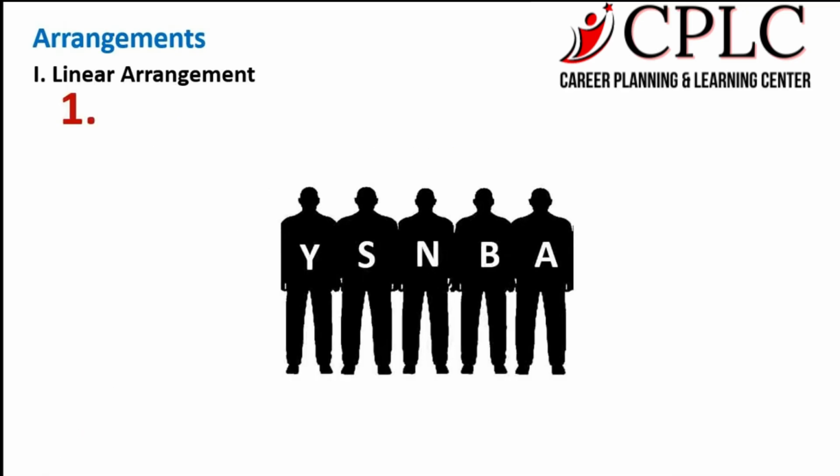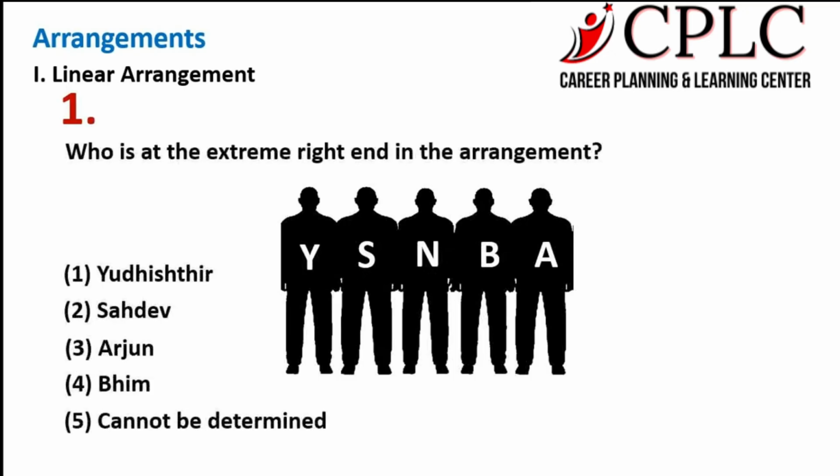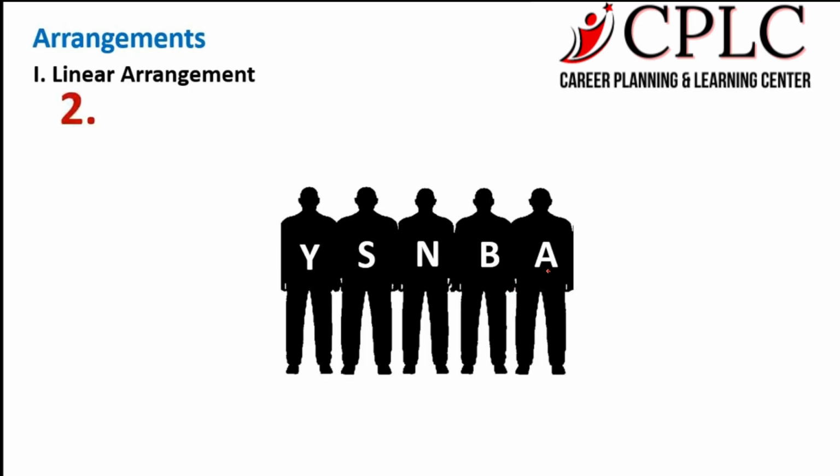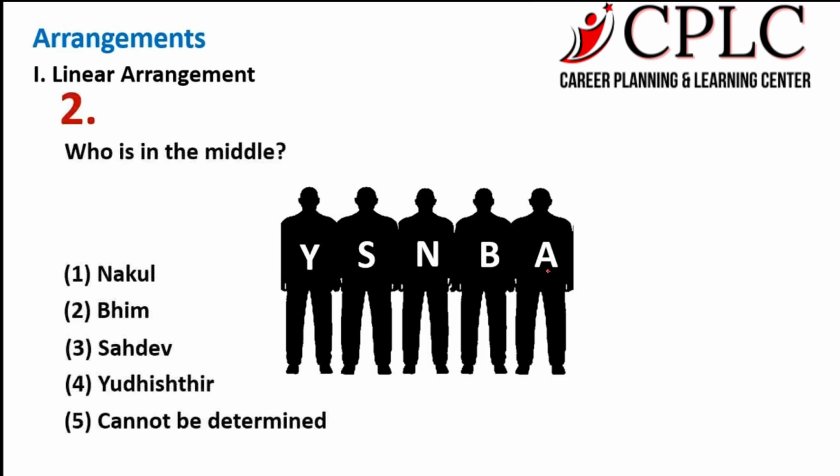Okay, now let's look at the questions. The first question is, who's at the extreme right end of the arrangement? So the answer is Arjun. Second one, who's in the middle? As you can clearly see, Nakul is in the middle.